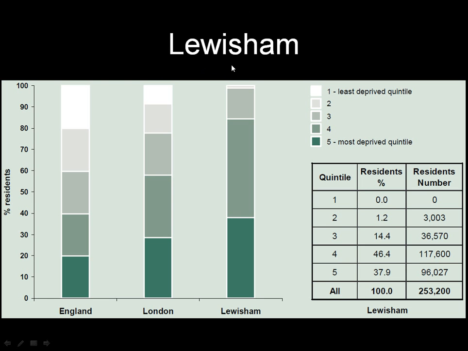So looking now at the Lewisham population, i.e. the population that the practice serves, let's have a look at the non-modifiable risk factors such as social group. If we compare it to England and the rest of London, Lewisham has a greater proportion of people who are either almost most deprived or most deprived as a percentage of all residents.